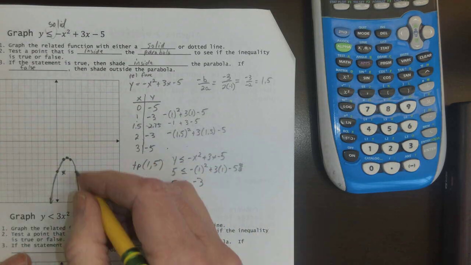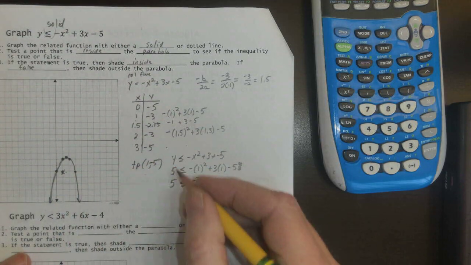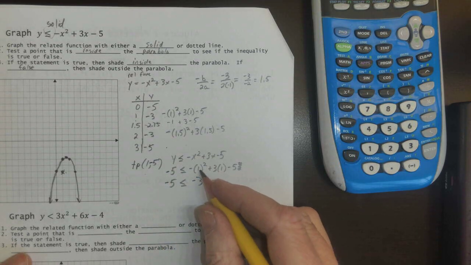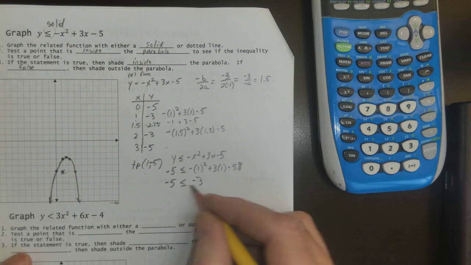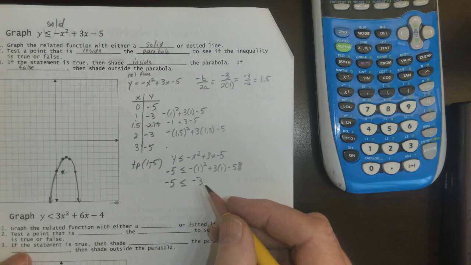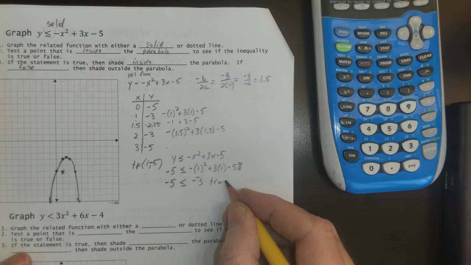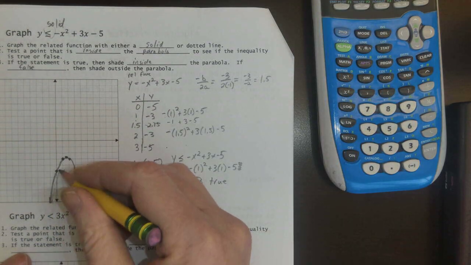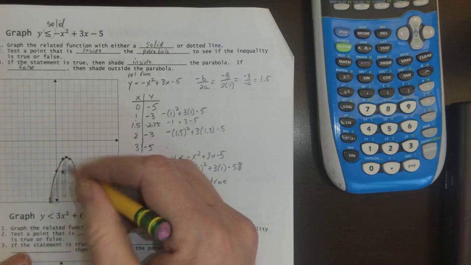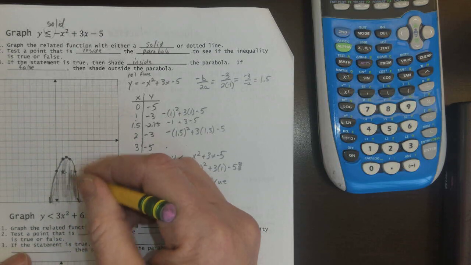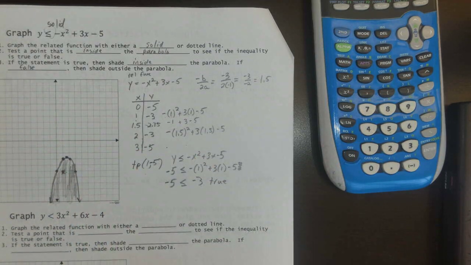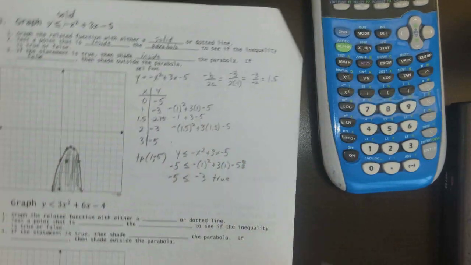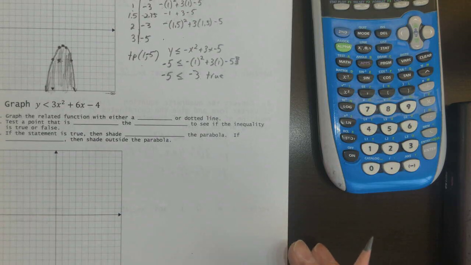Oh, shoot. That's not 1, 5. That's 1, -5. Oops. Okay. This is -3. Is -5 less than or equal to -3? The answer is true. Yes, it is. And if it's true, and I test it inside the parabola with a point, then I'm going to shade inside the parabola. So this one requires shading. Okay. This one.